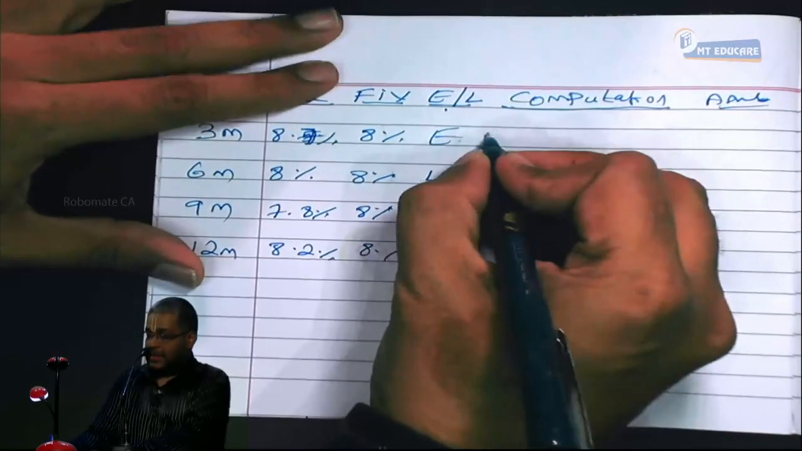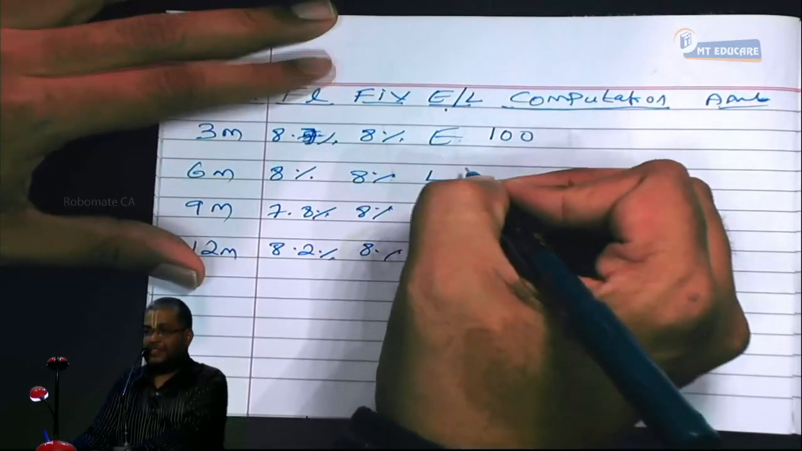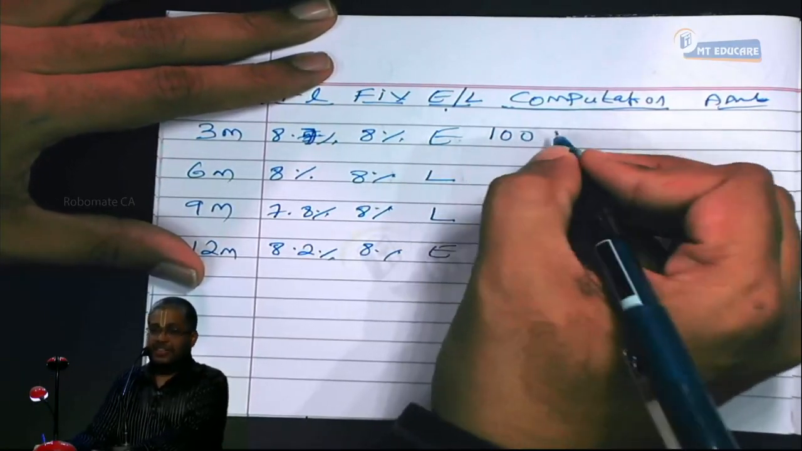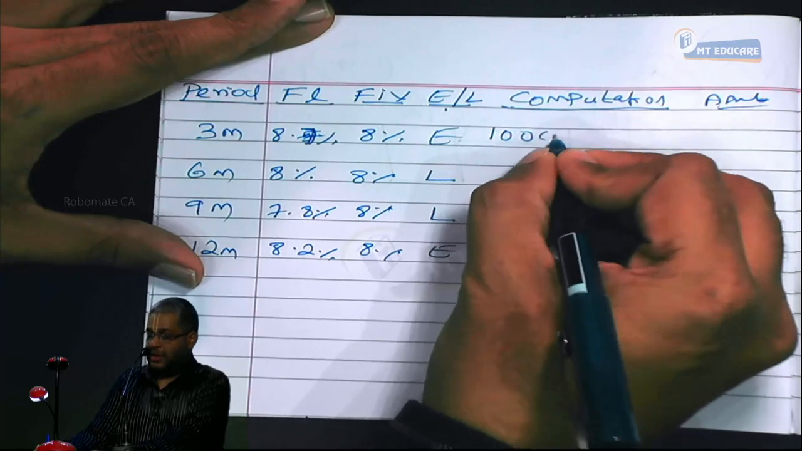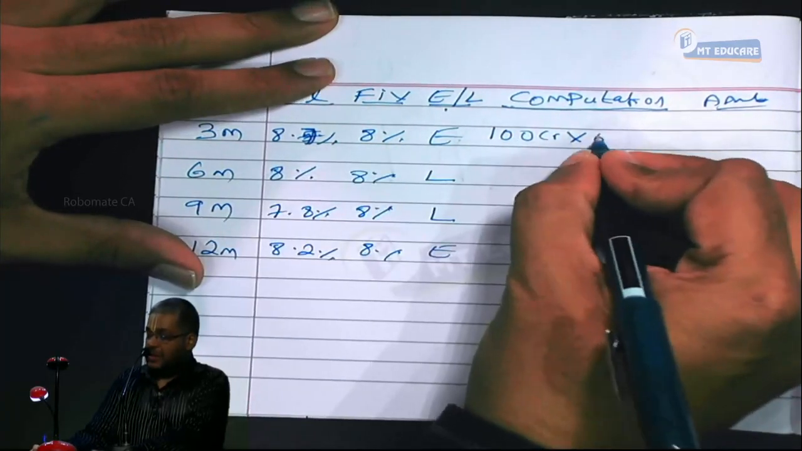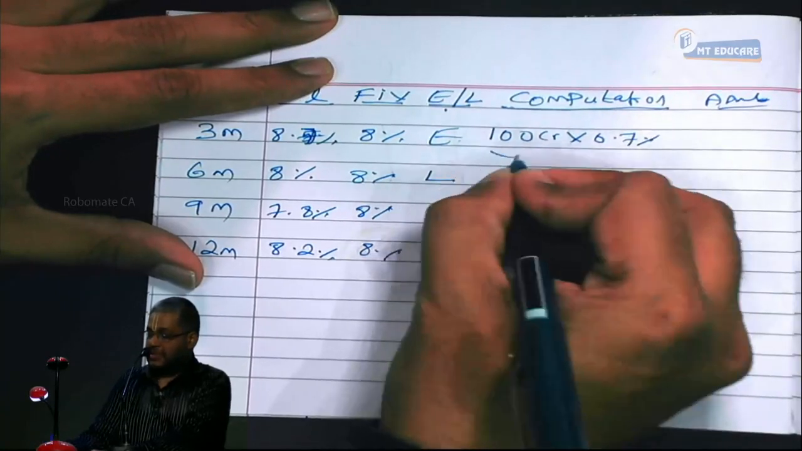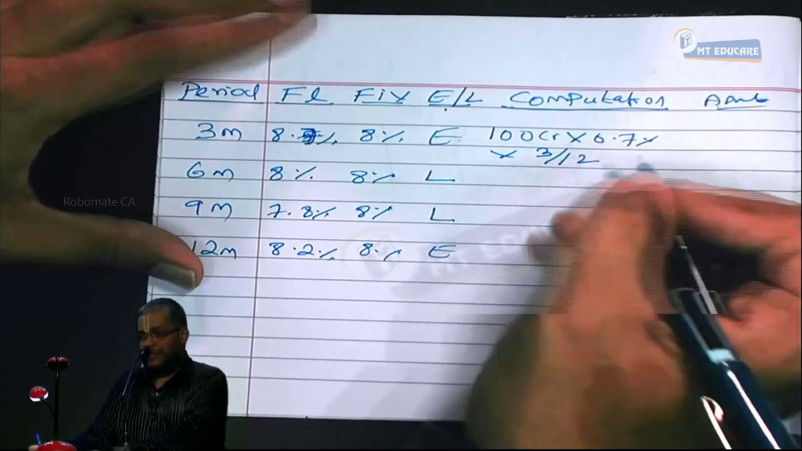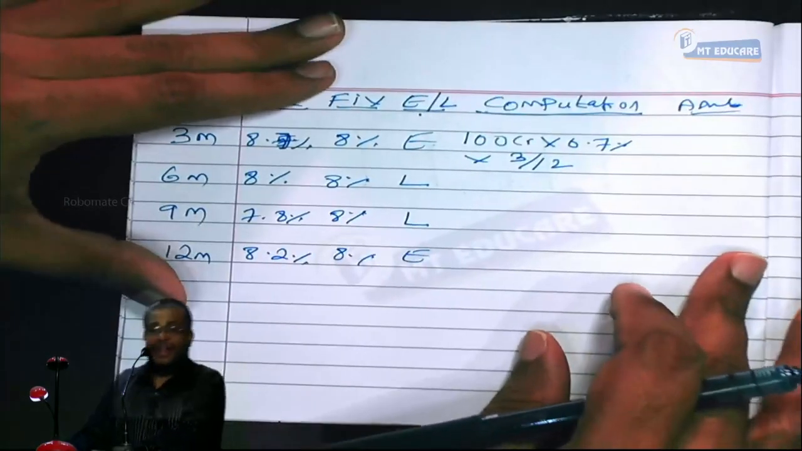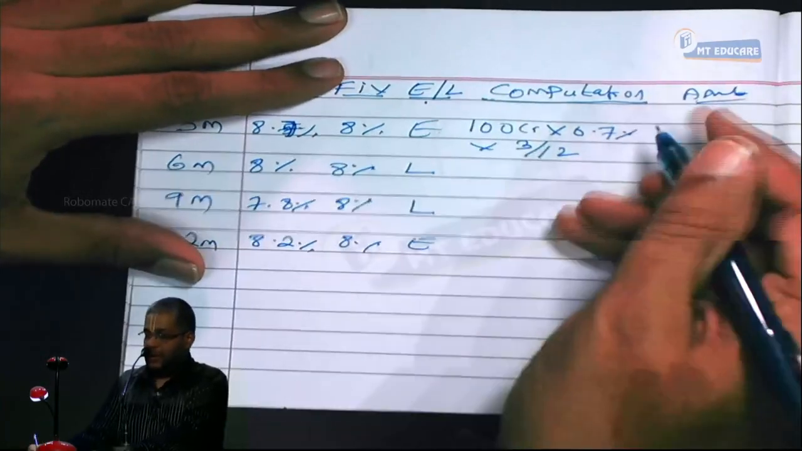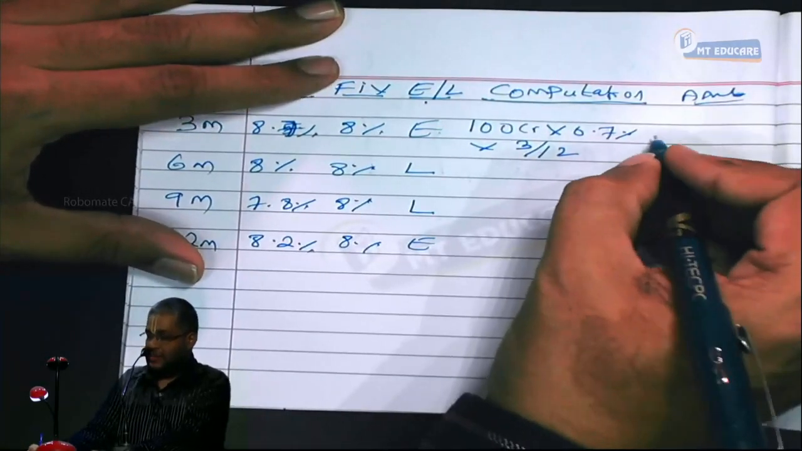Now, we have to compute. The computation is done on how many crores? 100 crores. Let's write the numbers in crores. 100 crores into the gain, how much percent? 0.7% into 3 by 12. Why 3 by 12? Because it is 3 months MIBAR. Is it clear? 100 crores into 0.7% into 3 by 12. Somebody tell me the number please.